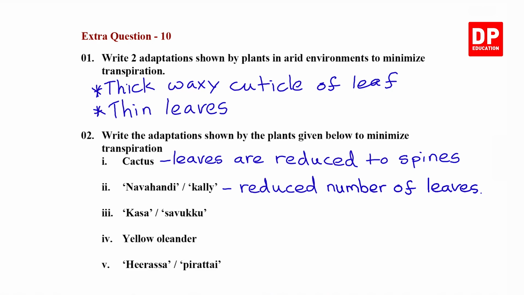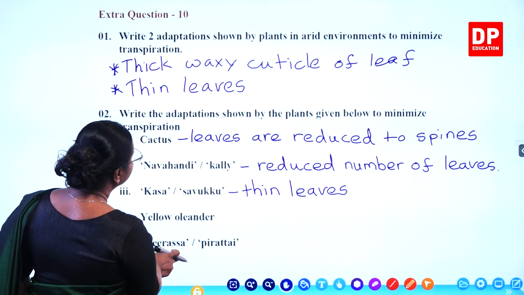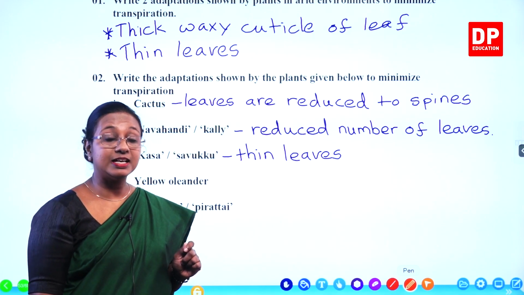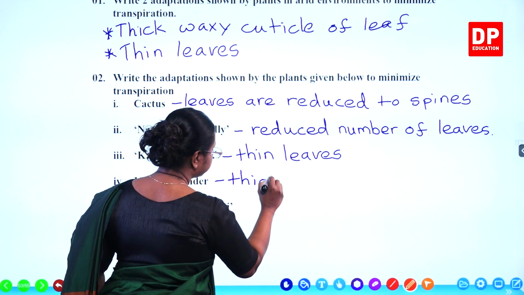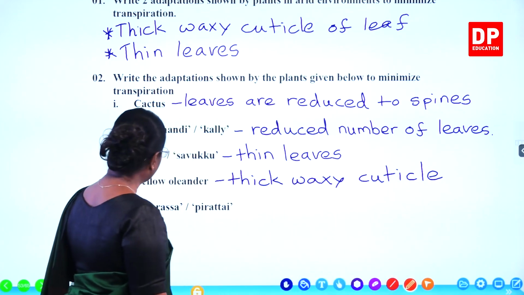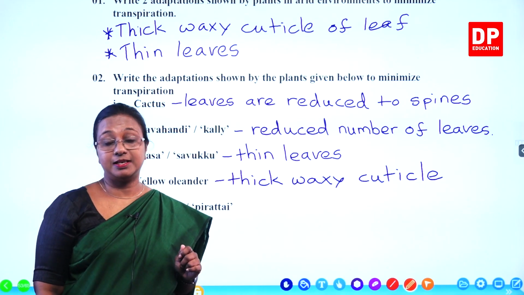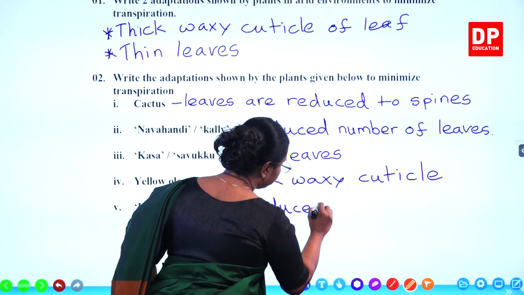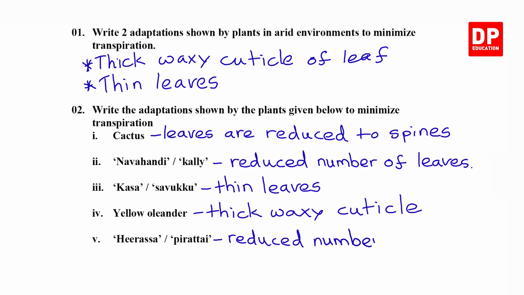How about Kasa or Savukku plant? What happens there? They have very thin leaves. So thin leaves. Then we have the last two plants. Yellow oleander. Yellow oleander has a thick waxy cuticle. And the last one, Hirasa or Pirate. Again, that has reduced number of leaves. So, those are the answers.